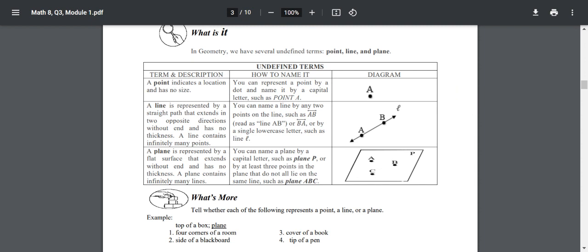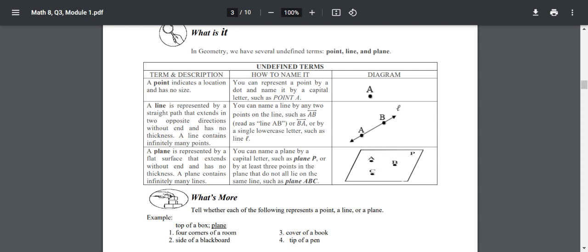And lastly, we have plane. A plane is represented by a flat surface that extends without end and has no thickness. A plane contains infinitely many lines. So if a line contains infinitely many points, a plane contains infinitely many lines. As the word itself says, the plane is a flat surface.